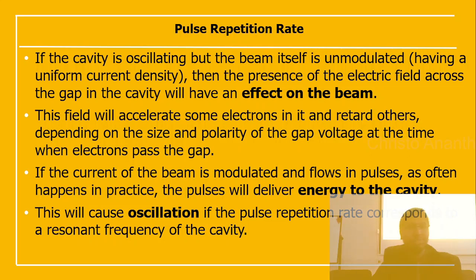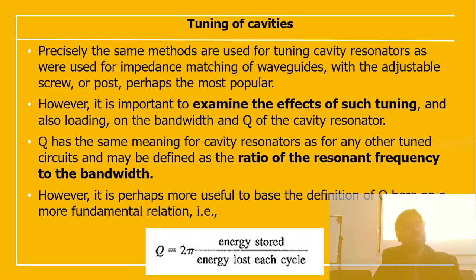Okay, so if the current of the beam is modulated and flows in pulses, the pulses will deliver energy to the cavity. So that will produce oscillation if the pulse repetition rate corresponds to the resonant frequency. The same methods you use for impedance matching, with an adjustable screw or post, can be used for tuning the cavity resonators. That is the most popular way.